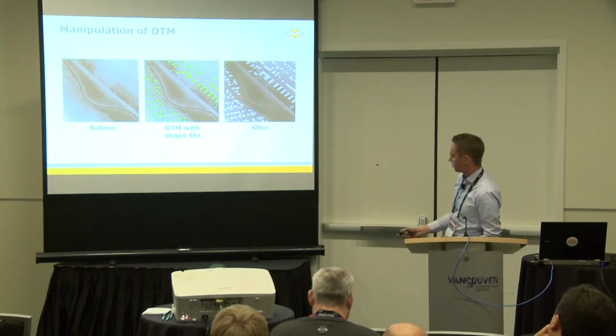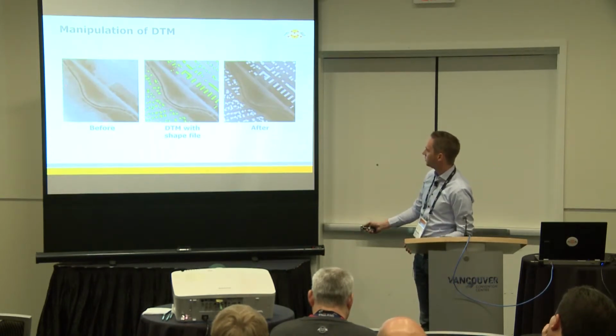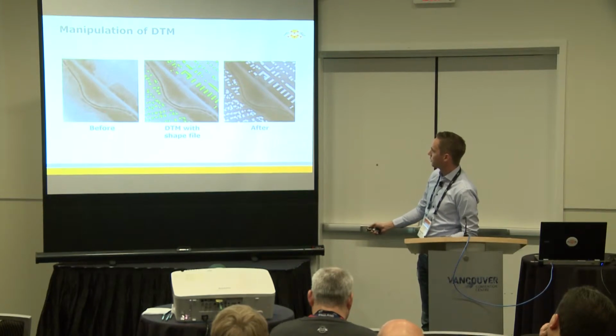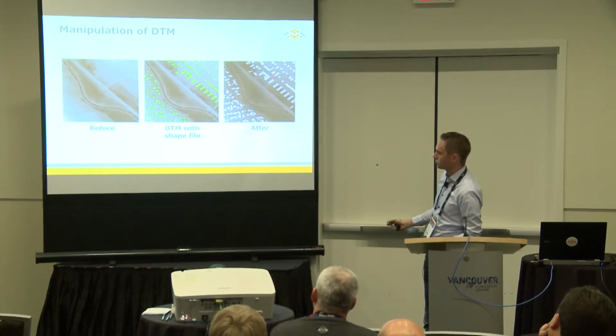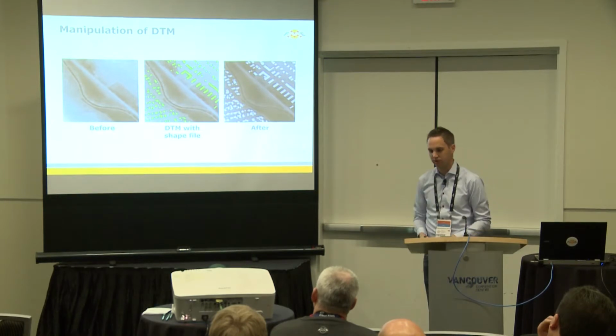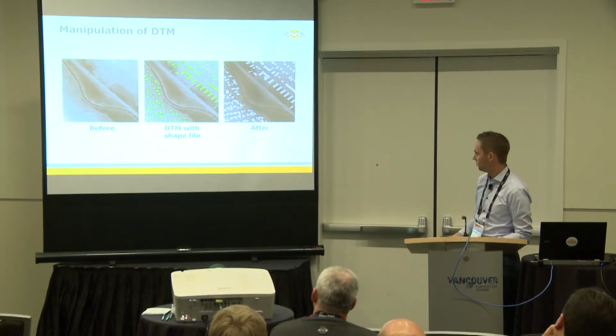So this is what I have here on my left hand. I have the DTM without houses. And then I've added the shape files of the houses. And then afterwards, you can see the result when I've raised the terrain where there really are buildings.